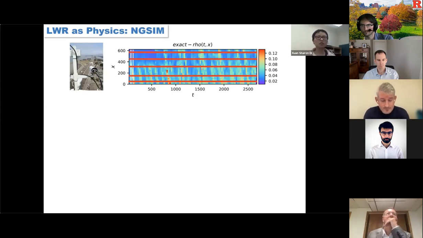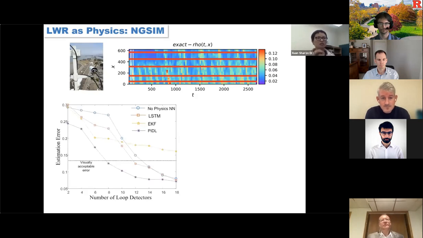And we gradually increase the number of sensors. Then using only this sparse data, we reconstruct this density field using the previous method. And here's the result. In this figure, the x-axis is the number of loop detectors. We gradually increase the loop detectors; basically, we increase the training data. The y-axis is estimation error, and each line represents one model.